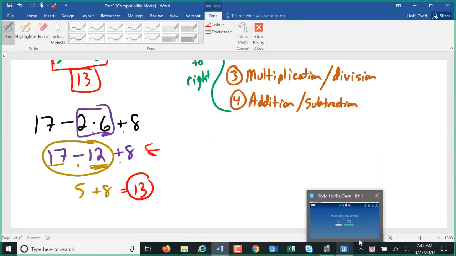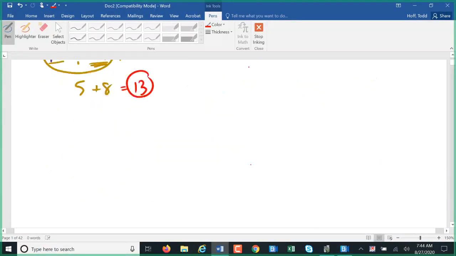Well, let's look at a problem. That was a pretty simple order of operations problem. Let's look at one that's a little bit more difficult.